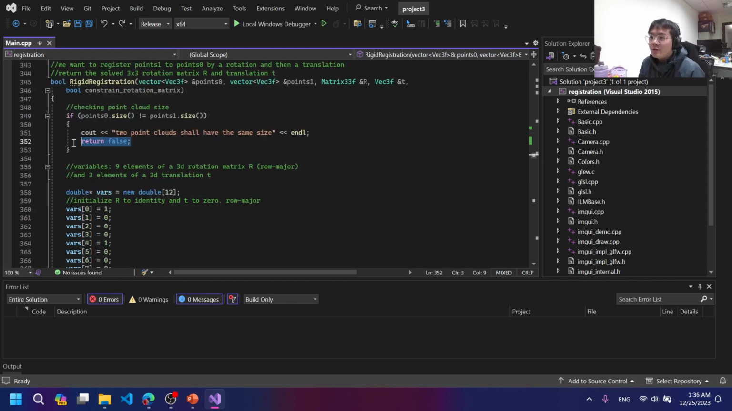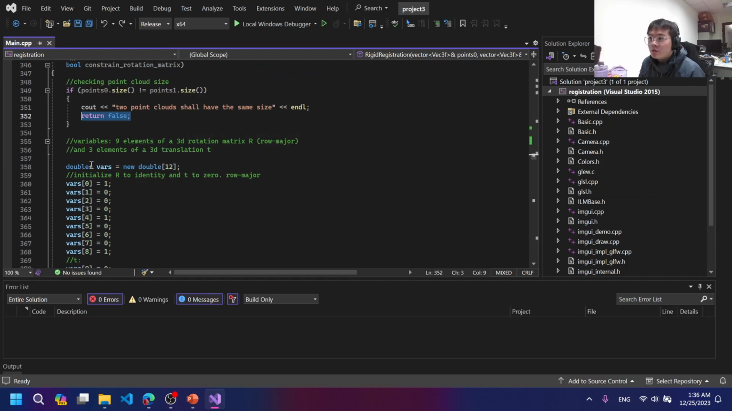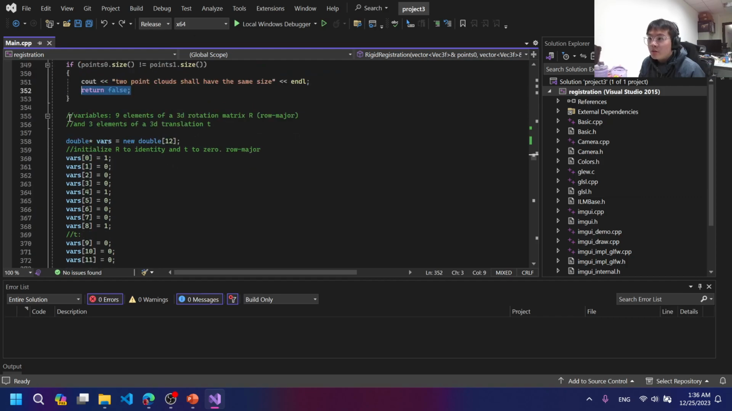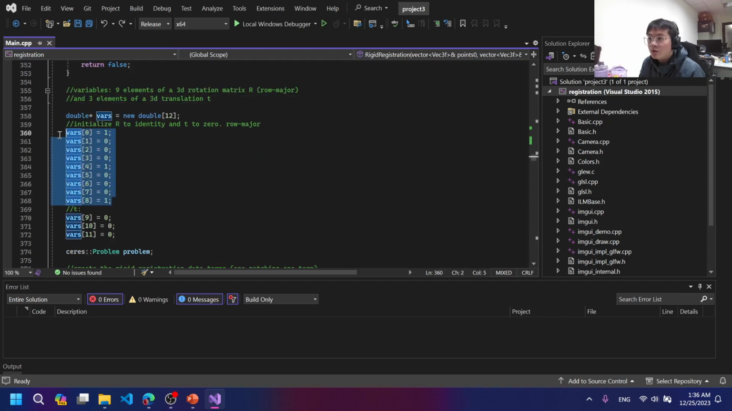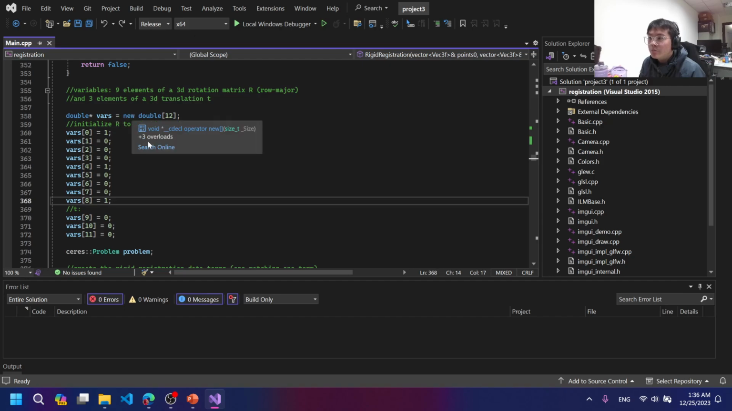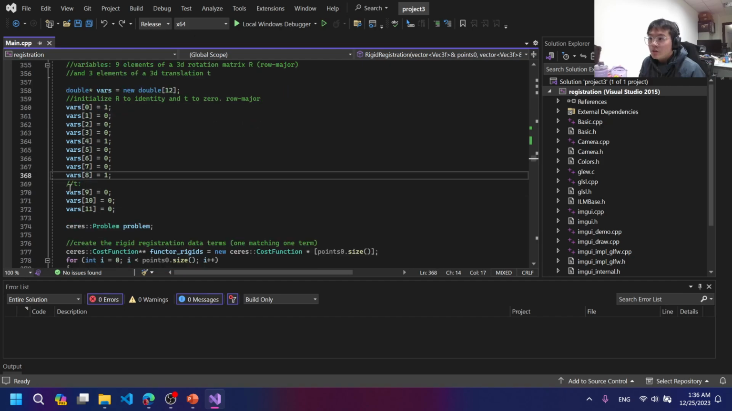Otherwise it'll return false and then this function won't work. And then we initialize the variables over here. So 9 elements are of the rotation matrix R in a row major orientation. So these 0 to 8, this is the rotation matrix, and this is the translation vector.